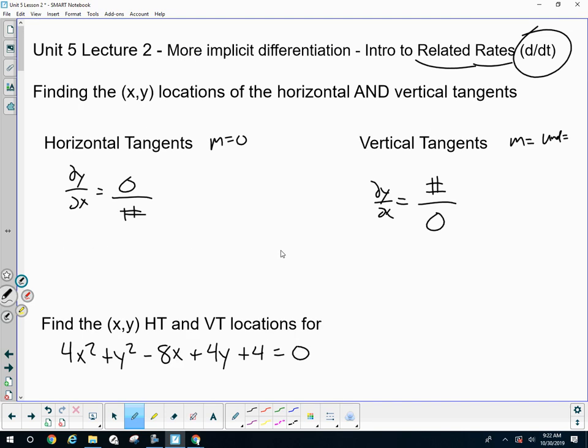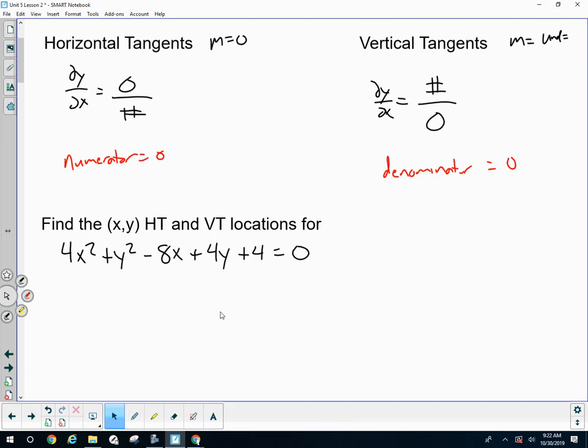So when we take derivatives and we get dy/dx, if we want to find a horizontal tangent, as long as my numerator equals 0, I'll be able to find when the entire dy/dx is 0. So long as the numerator and denominator are not both 0. For vertical tangents, as long as my denominator equals 0, and my numerator is not 0, then I'll find a location of a vertical tangent. So that's what we're going to be doing. We're going to be finding horizontal and vertical tangent locations for implicit curves.